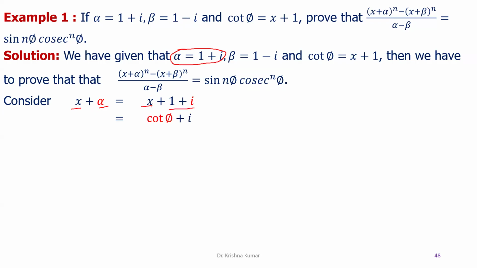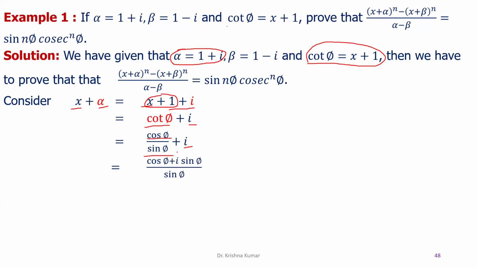Now, what is the value of cot phi? Cot phi is equal to x plus 1. So x plus 1 can be written as cot phi plus i. And again, we know that cot phi is nothing but cos phi upon sin phi, plus i. If we take the LCM, this is divided by 1, so the LCM is sin phi. So this is cos phi plus i sin phi upon sin phi.